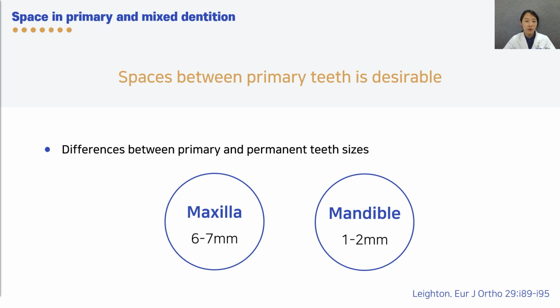And if a child has no interproximal spaces, there is high probability that he or she is in high risk of interproximal caries, so active caries prevention should be recommended.